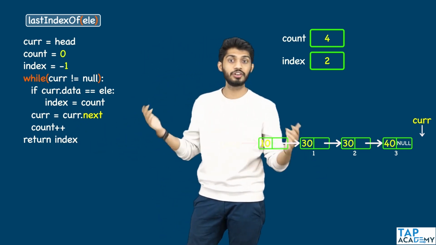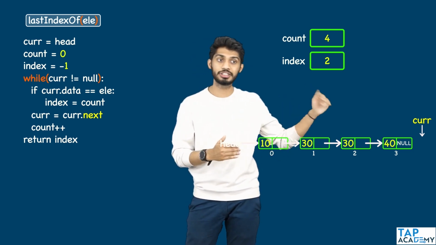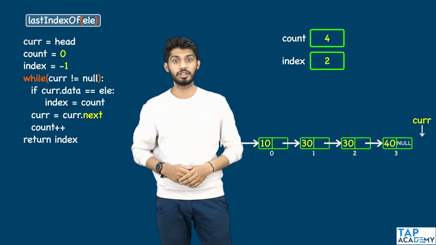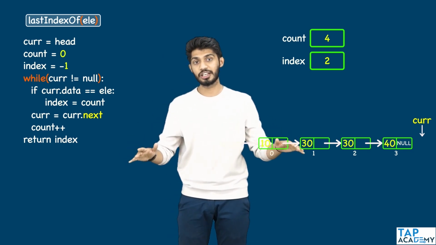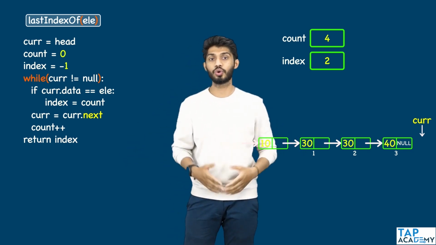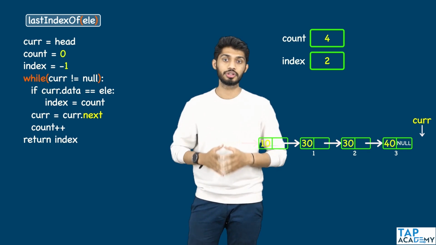If the element is not there, it will return -1, and if the element is present, it will return whatever the last index is. So I hope this is completely clear to you. Now let's go and write the code and execute and check if it works or not.